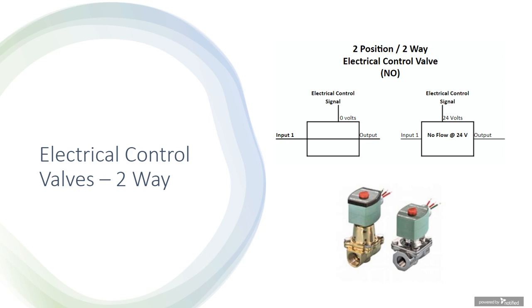So to rehash this and summarize it again, two-position, two-way means two states, two ports. Normally open, meaning no power to the valve. The flow is free to go from input 1 to the output.